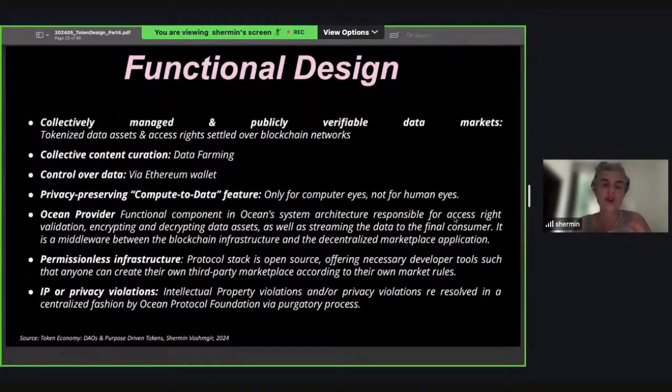Ocean Protocol created an interesting functional design of how to have control over your data in a privacy-preserving manner, also via your Ethereum wallet. It builds on EVM-compatible Ethereum infrastructure.